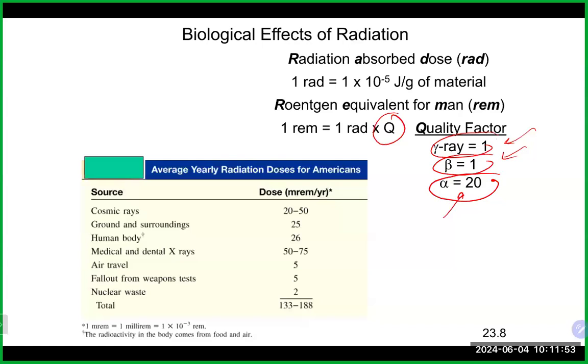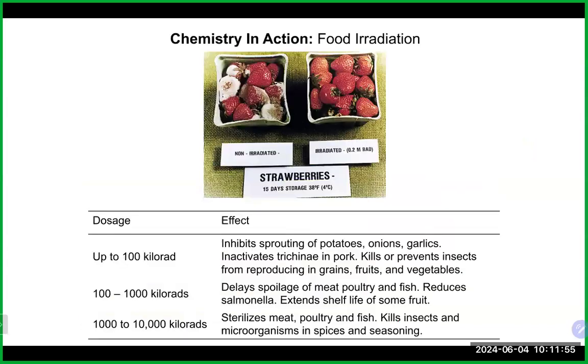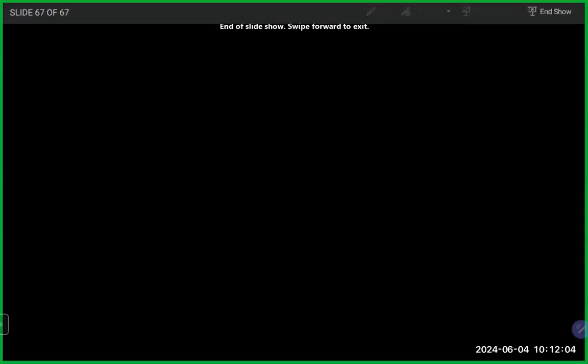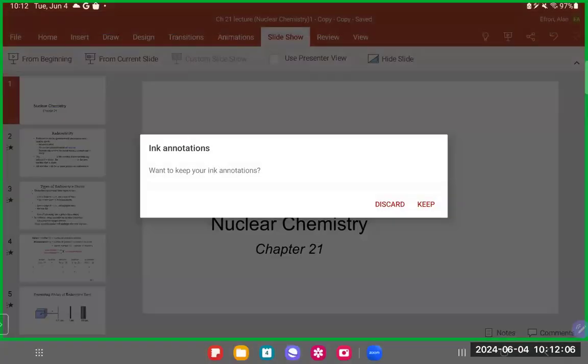Any questions on any of that? Those are strawberries, and a good way to end it, I suppose. Yeah. All right, that is the nuclear chemistry chapter. Any questions on that? All right, so what we're going to, yeah. Everything.